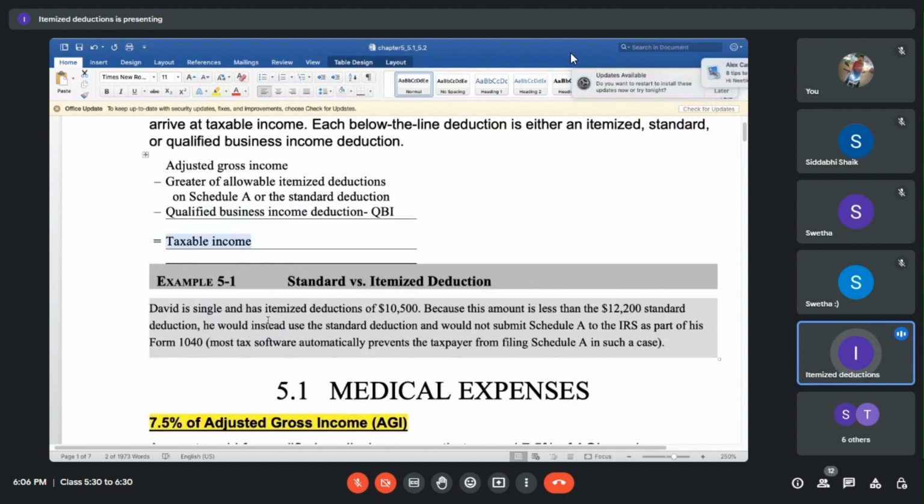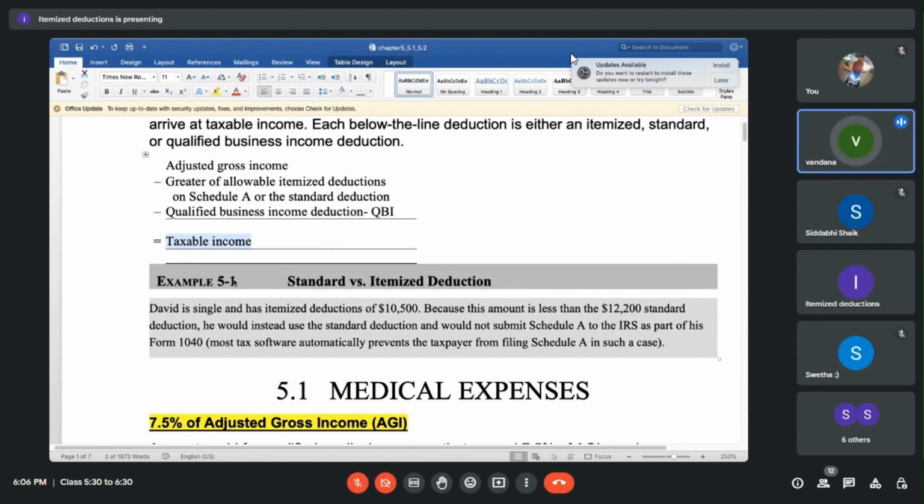So, Bhavani, please read this example, 5.1. David is single and has itemized deductions of $10,500. Because this amount is less than the $12,200 standard deduction, he would instead use the standard deduction and would not submit Schedule A to the IRS as a part of his Form 1040. Most tax software automatically prevents the taxpayer from filing Schedule A in such a case.